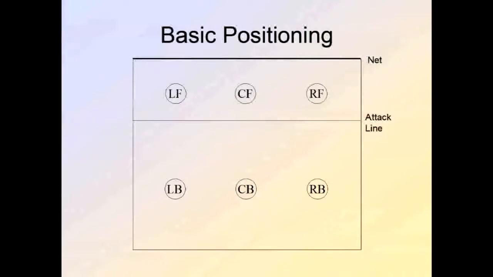In addition, it says the left side players, so the left front and left back, must be closer to the left sideline than both feet of the center player in the corresponding row. So the left front must be closer to the left sideline than the center front, and the left back must be closer to the left boundary than the center back.